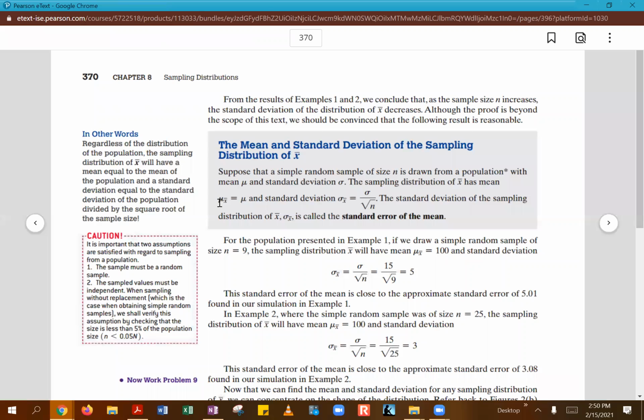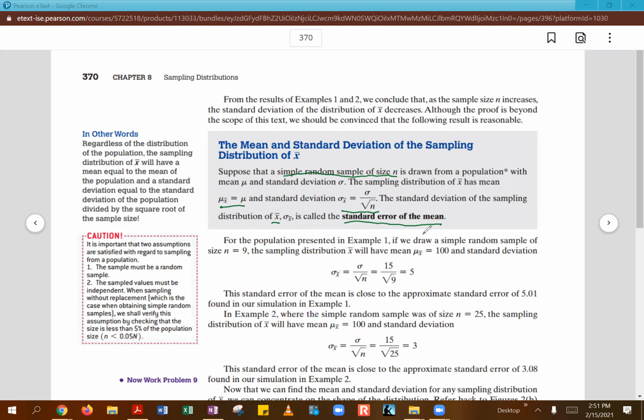So you can see the mu of X bar over here, the mean for the sampling distribution, is actually going to be the same as the population mean. So it's going to equal the population mean. You can see that right over here. And your standard deviation for the sampling distribution is defined as the standard deviation for your population divided by square root of n, where n is, of course, the size of your random sample. And we describe this as the standard error of the mean.